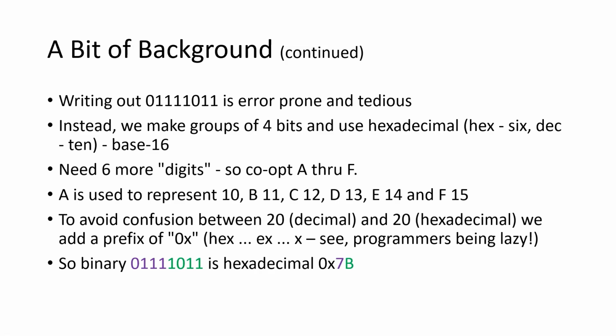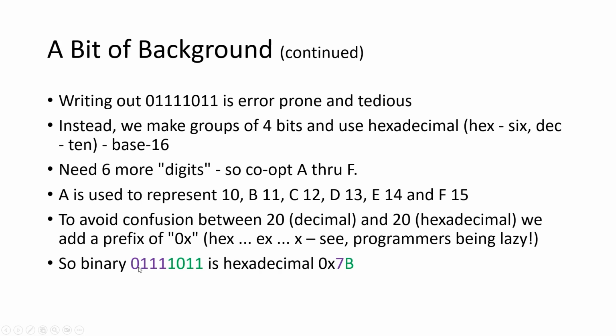So it's hexadecimal, hex being 6, dec being 10, base 16. To represent those 16 digits, we can use 0 through 9, but we need 6 more, so we co-opt in A through F, and this is where these weird letters come from. A is just used to represent 10, B is 11, C is 12, D is 13, E is 14, F is 15. You then get a confusion between 20 decimal and 20 hexadecimal, so we tend to add a prefix of 0x to the front of our hexadecimal number.